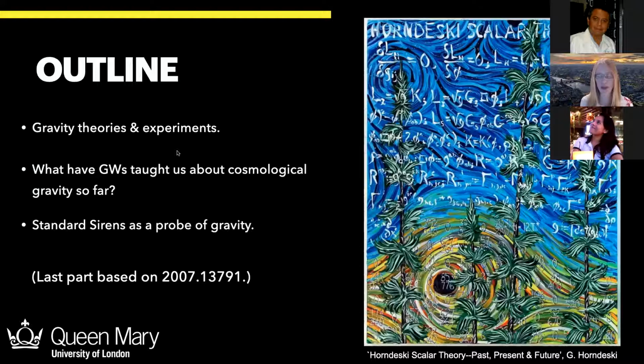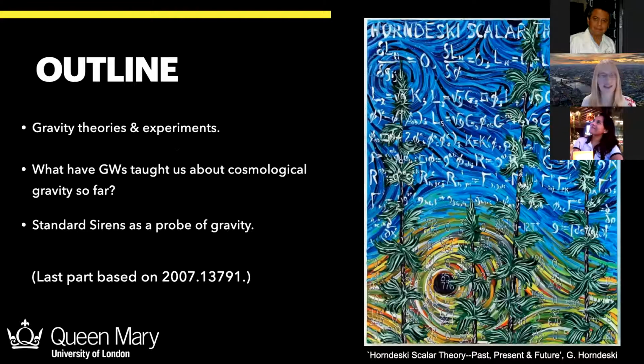Okay, and on the right-hand side of your screen here, you have this fantastic, brightly colored kind of delirious painting. And this comes from the physicist turned artist, Gregor Hondesky, whose name has been mentioned several times already today. And he likes to combine his hobbies of physics and art, as you can see in the painting.